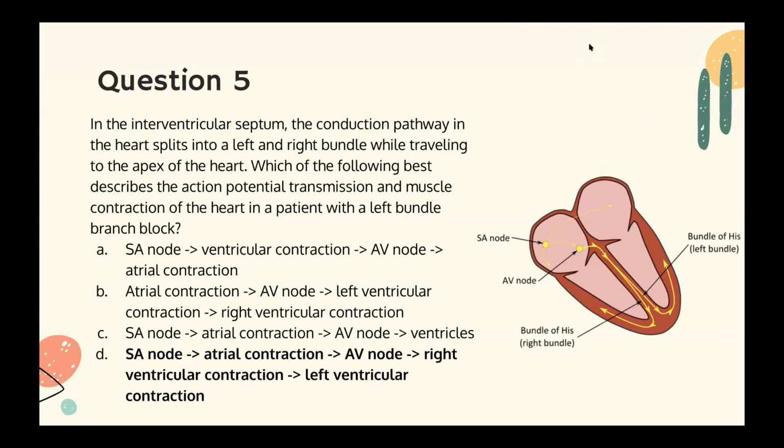So the answer is not B because for the contraction of the heart, that starts with the SA node in the right atrium. So this is where action potential starts. Then it's transmitted to the AV node. So the reason that B is incorrect is because it starts with atrial contraction, but the SA node causes this atrial contraction. Yeah, so the answer would be C without the block.